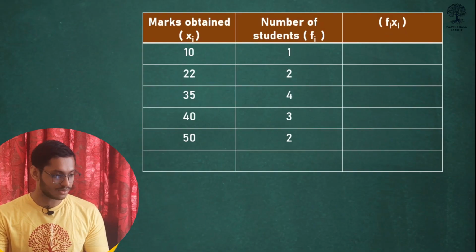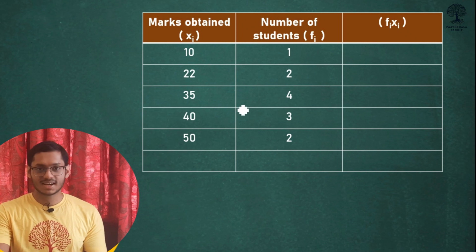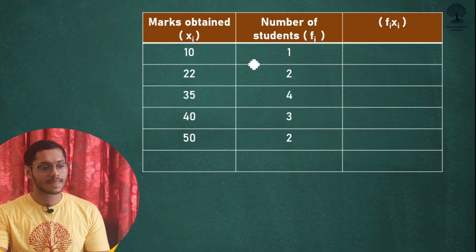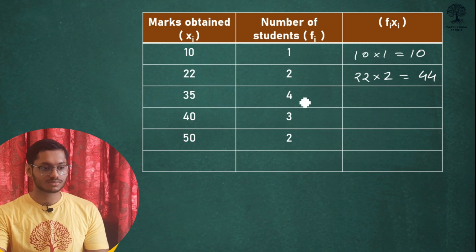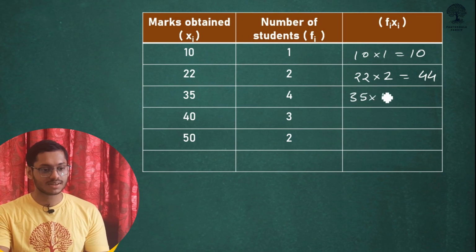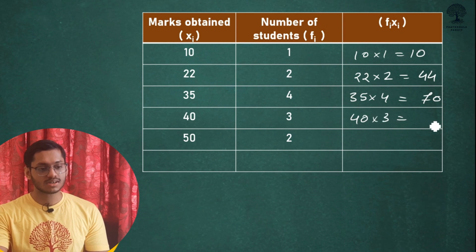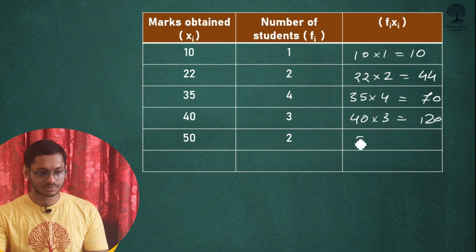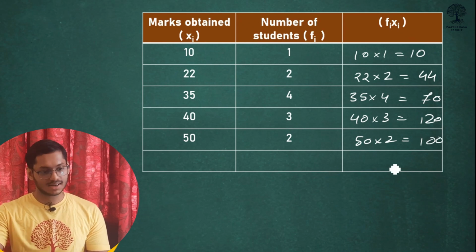Alright, so let's just calculate this too. What is 10 into 1? 10 into 1 is 10. 22 into 2 is what? It is 44. 35 into 4 is what? It is 140. 40 into 3 is what? It is 120. 50 into 2, it is 100. Alright, let's sum it up.